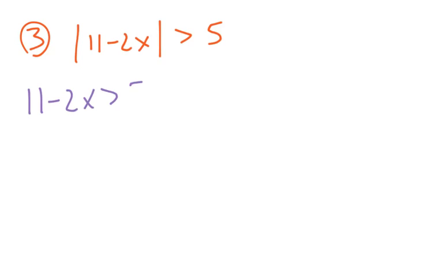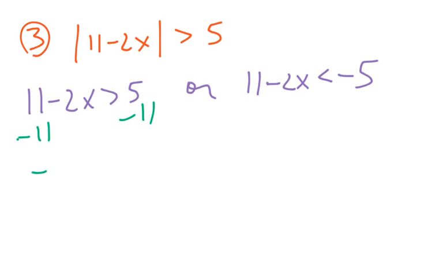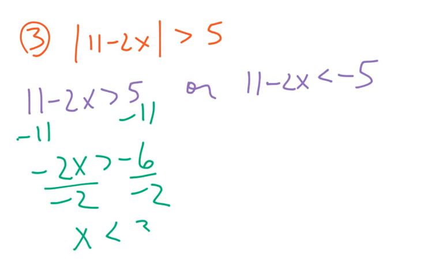Alright, next example, I have the absolute value of 11 minus 2x is greater than 5. Alright, so rewrite without the bars. 11 minus 2x greater than 5, or 11 minus 2x less than negative 5. Subtract 11 from both sides, so negative 2x is greater than negative 6, divided by negative 2. Now, dividing by a negative means I must reverse the direction of the inequality, so x is less than 3.